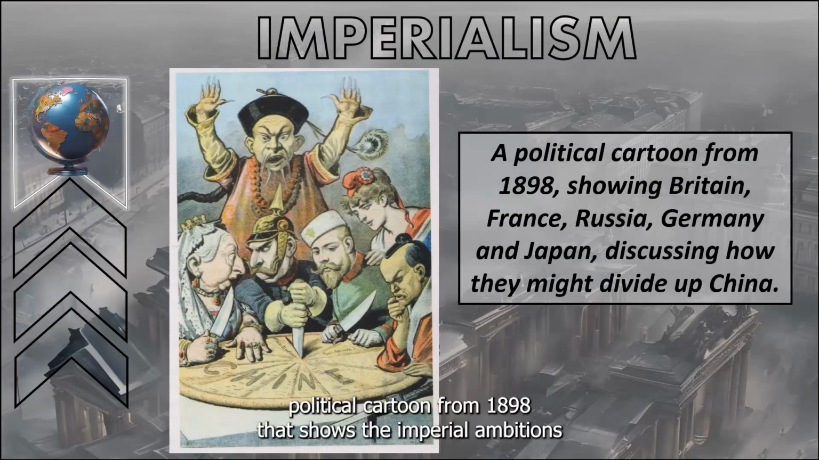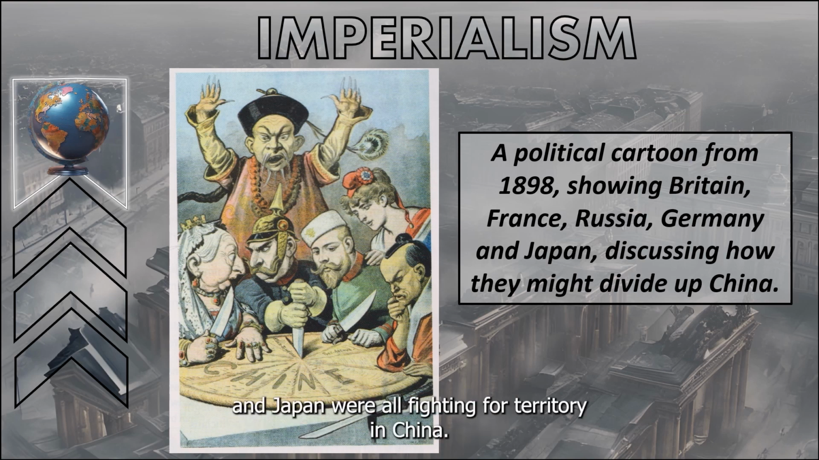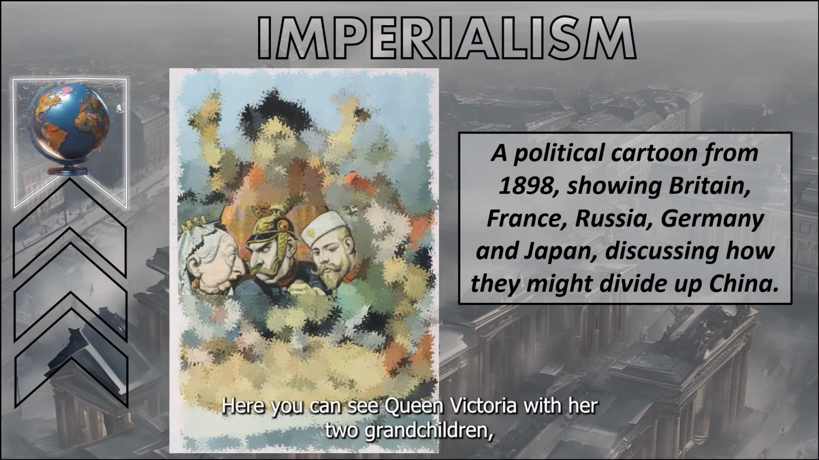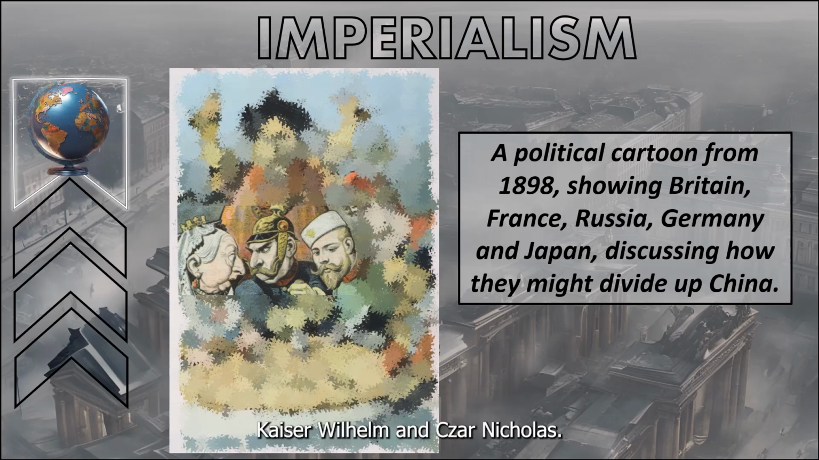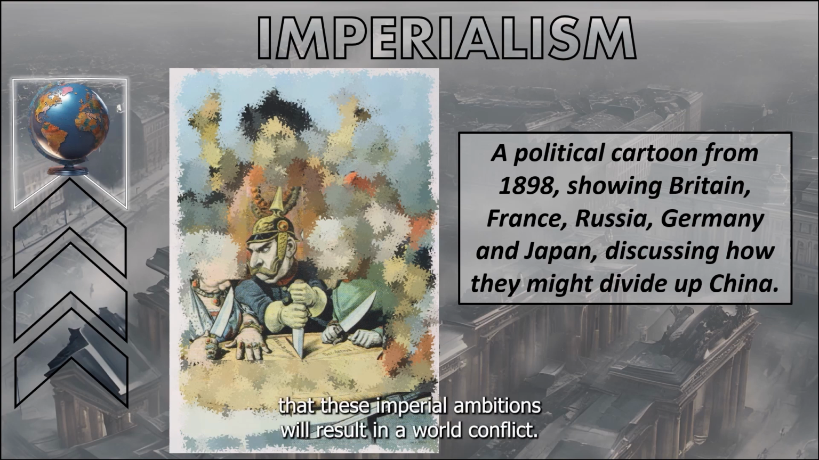This is a political cartoon from 1898 that shows the imperial ambitions of different world players. Britain, France, Russia, Germany, and Japan were all fighting for territory in China. Here you can see Queen Victoria with her two grandchildren, Kaiser Wilhelm and Tsar Nicholas. The knives and Japanese samurai sword shows that these imperial ambitions will result in a world conflict.